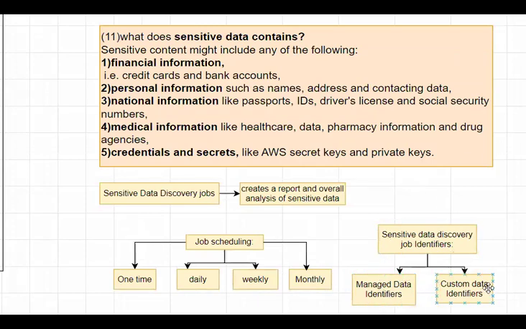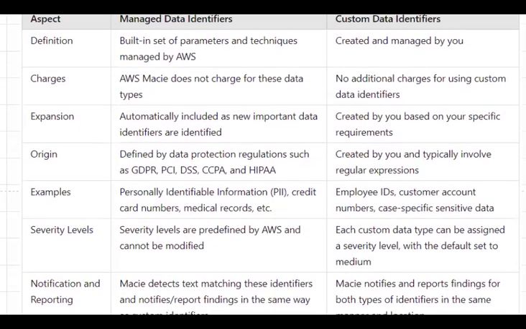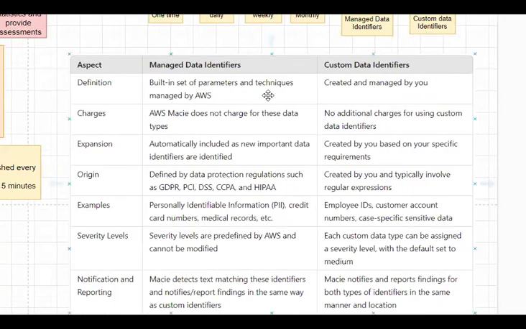Now let's understand these two, managed identifiers and custom data identifiers, in detail by comparison. You can see I have already generated a table, so by using that we can analyze it. Managed data identifiers are a built-in set of parameters and techniques that detect a specific variety of data. These are created and managed by AWS only. We don't need to take care of them.